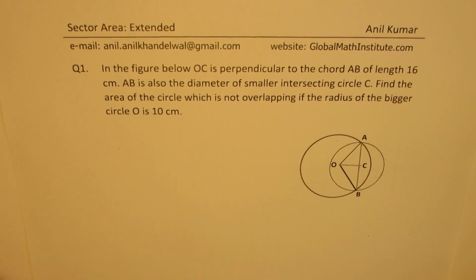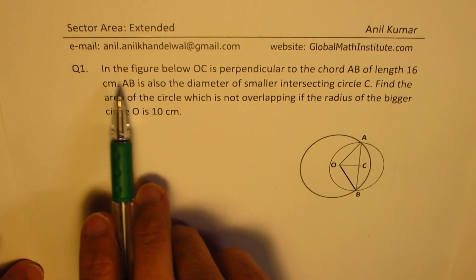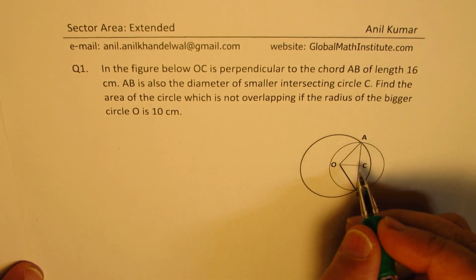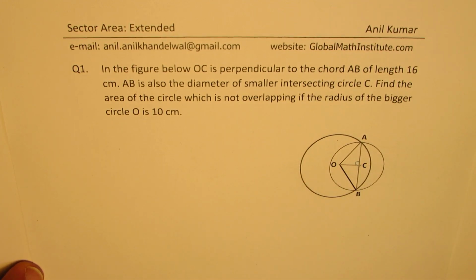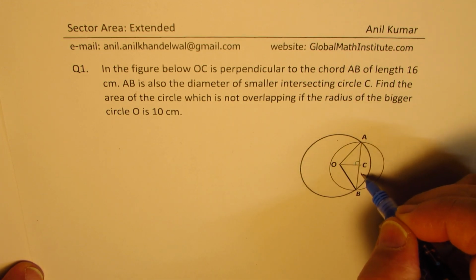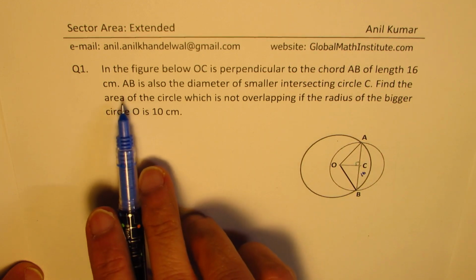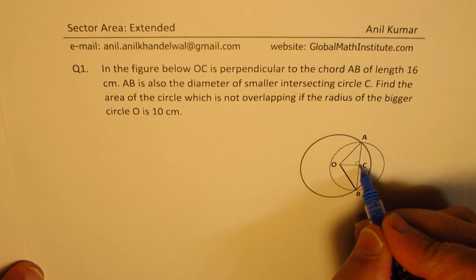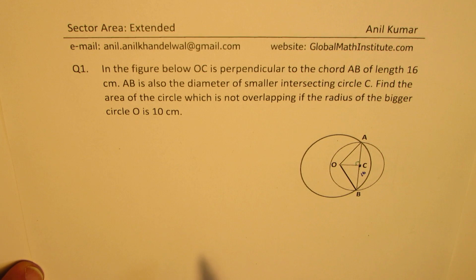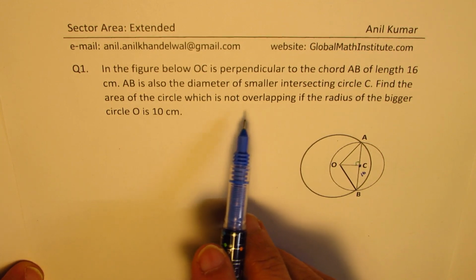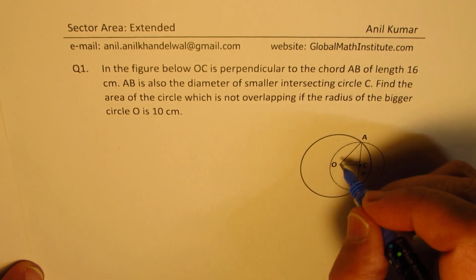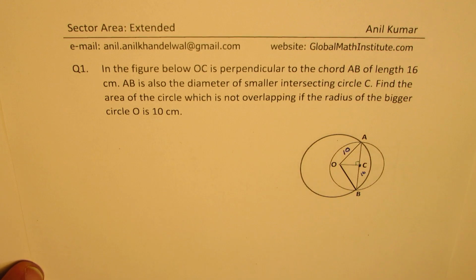So let's begin with the very first question, which is, in the figure below, OC is perpendicular to the chord AB. So this is perpendicular to the chord AB of length 16 centimeters. This total length here is 16. AB is also the diameter of the smaller intersecting circle C. So that is the center of the smaller circle. Find the area of the circle which is not overlapping if the radius of the bigger circle is 10. So we are given this as 10. This radius is 10 here.